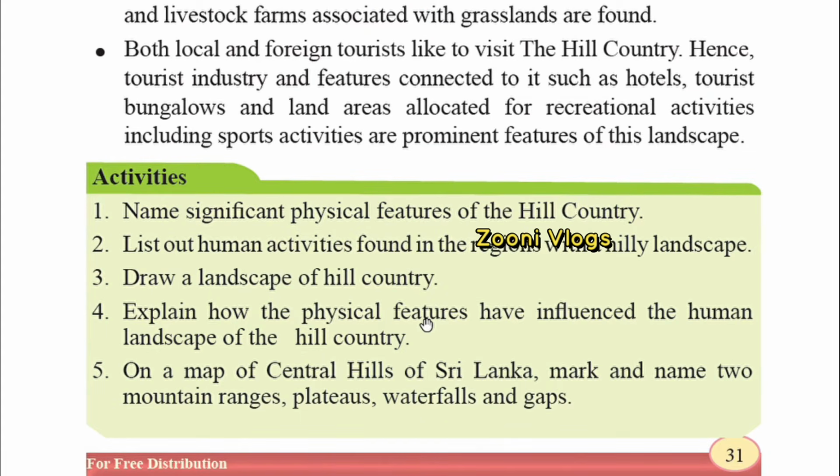When you are learning about these things, you have to pay attention to the map, the Sri Lankan map. Try to understand which area consists of the hill country and which area consists of the coastal belt, and the various types of features we can see. So you have to always use a map to understand these things, and keep these places in your mind. Now we are on a map: central hills of Sri Lanka. Mark and name two mountain ranges, plateaus, waterfalls and gaps.